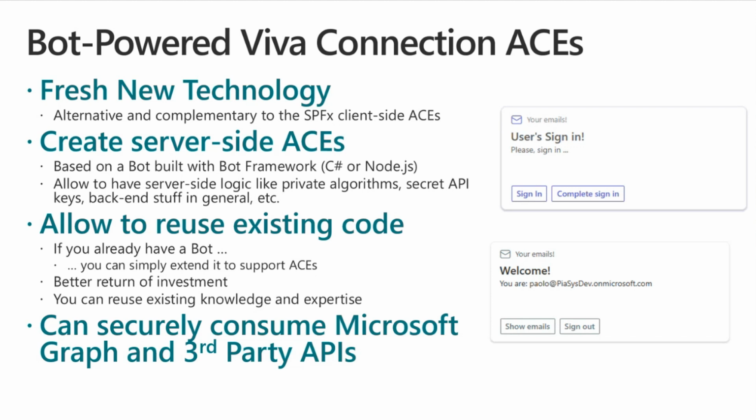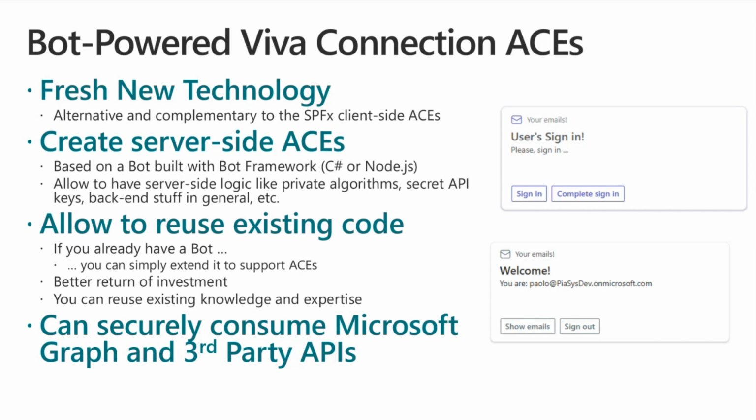And this is really useful whenever you want to have really private algorithms, or you want to consume APIs with secret keys or stuff like that, and you want to keep your code safe and secured on the server side rather than having client-side code. It is also useful whenever you want to reuse already existing code, because, for example, you might have already implemented a bot for Teams, and you want to reuse the same logic also to provide the UI components of a Viva Connections.